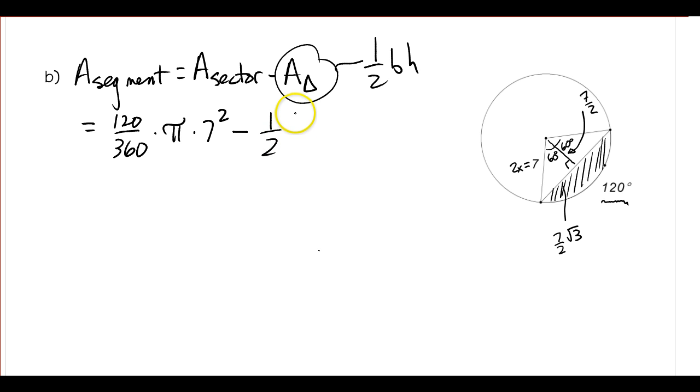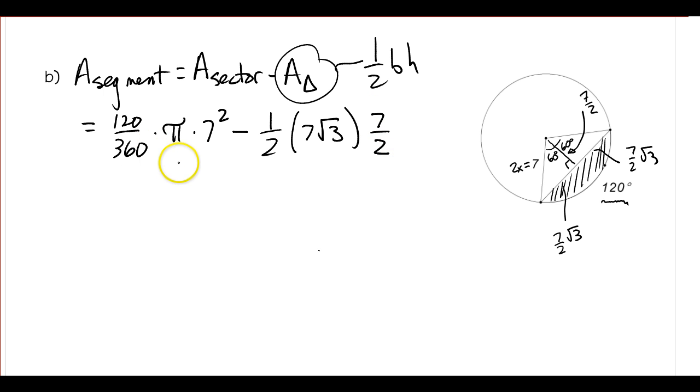And then the base, since one of these pieces is 7/2 root 3, and this other piece here would also be 7/2 root 3, we end up, when we add those together, 7/2 plus 7/2 is 14/2, which is 7 root 3. And then my height is 7/2.